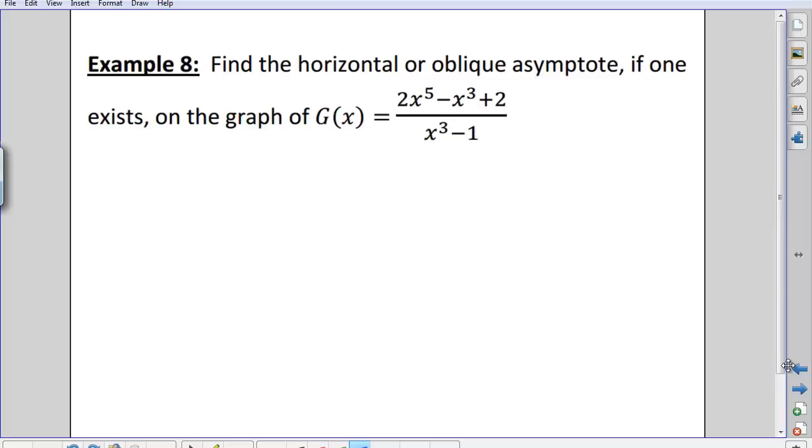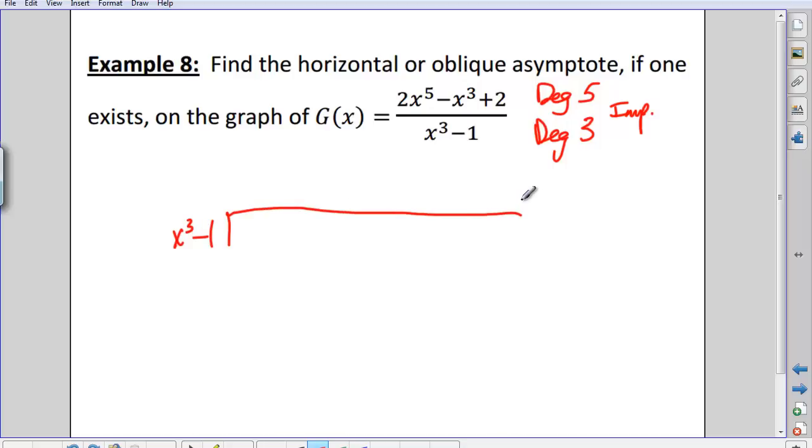Okay, last question. So again, this is improper. This is a 5th degree divided by a 3rd degree. So improper. So let's set up our division. x cubed minus 1. And we're dividing into 2x to the 5th. Missing an x to the 4th term. So let's put a placeholder, 0x to the 4th.